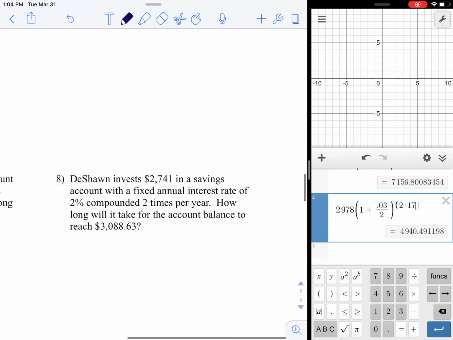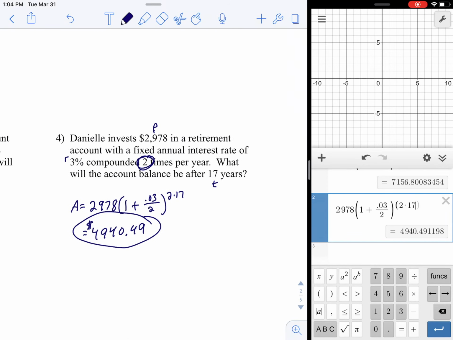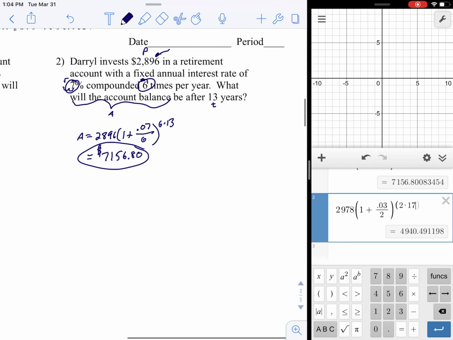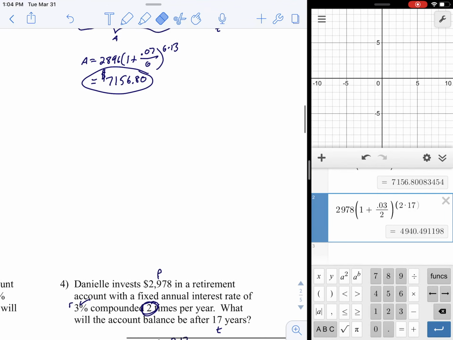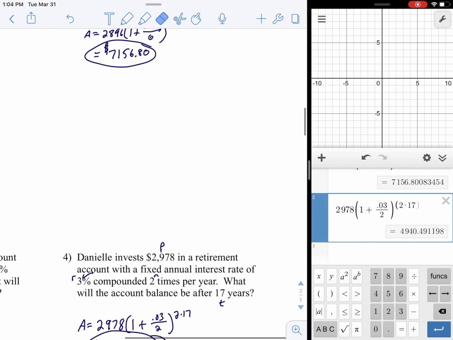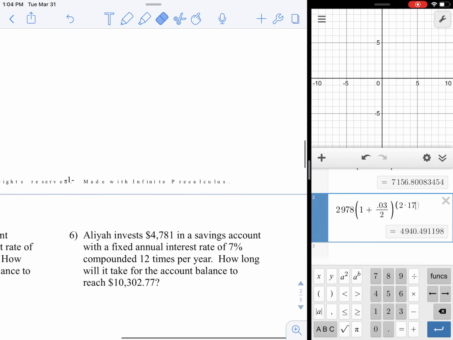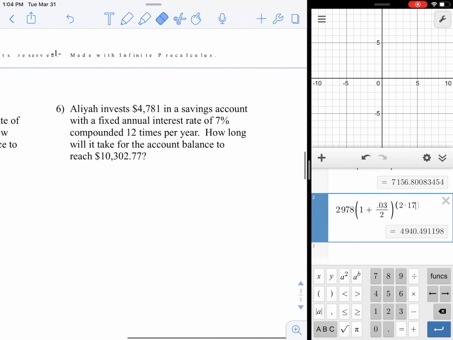Nope, that's the right answer. Why would that be so much less? Well, two reasons. 3% is a lot less than 7%, like in this problem. And 2 times per year is a lot less frequently than 6 times per year. So yeah, that does actually make sense. That's the right answer. Now let's read number 6.